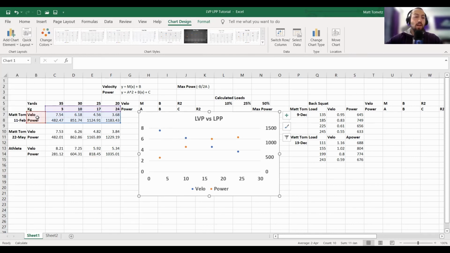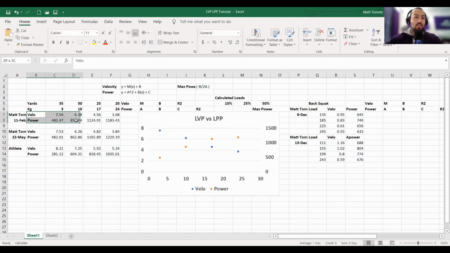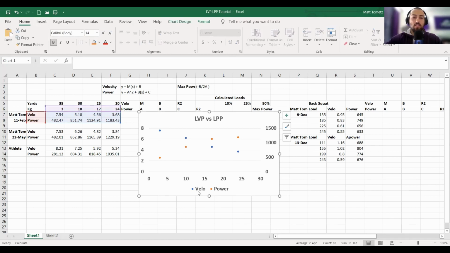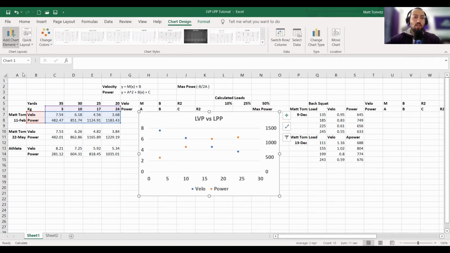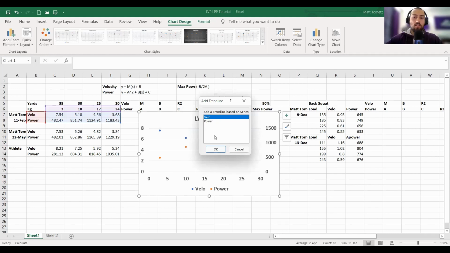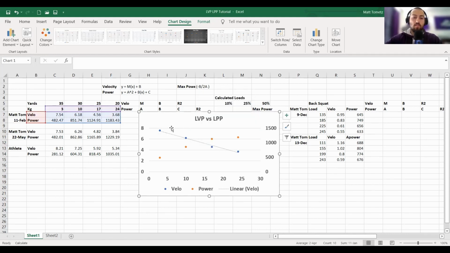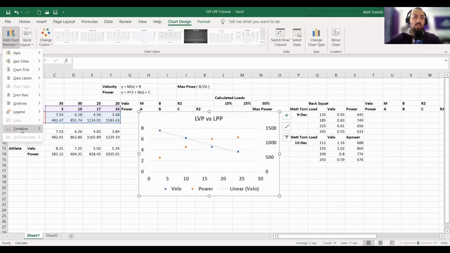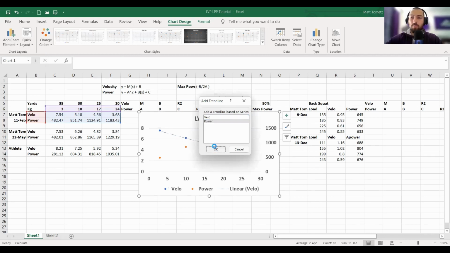And the reason you have to highlight this, including the names of it, is because it'll make it a lot easier, since it already pops up right there on the graph. Chart design, add chart element, trend line, linear, and I want linear for velocity. Perfect, there it is, boom. Insert, trend line, more trend line options, because polynomial doesn't pop up right there, but for power now.